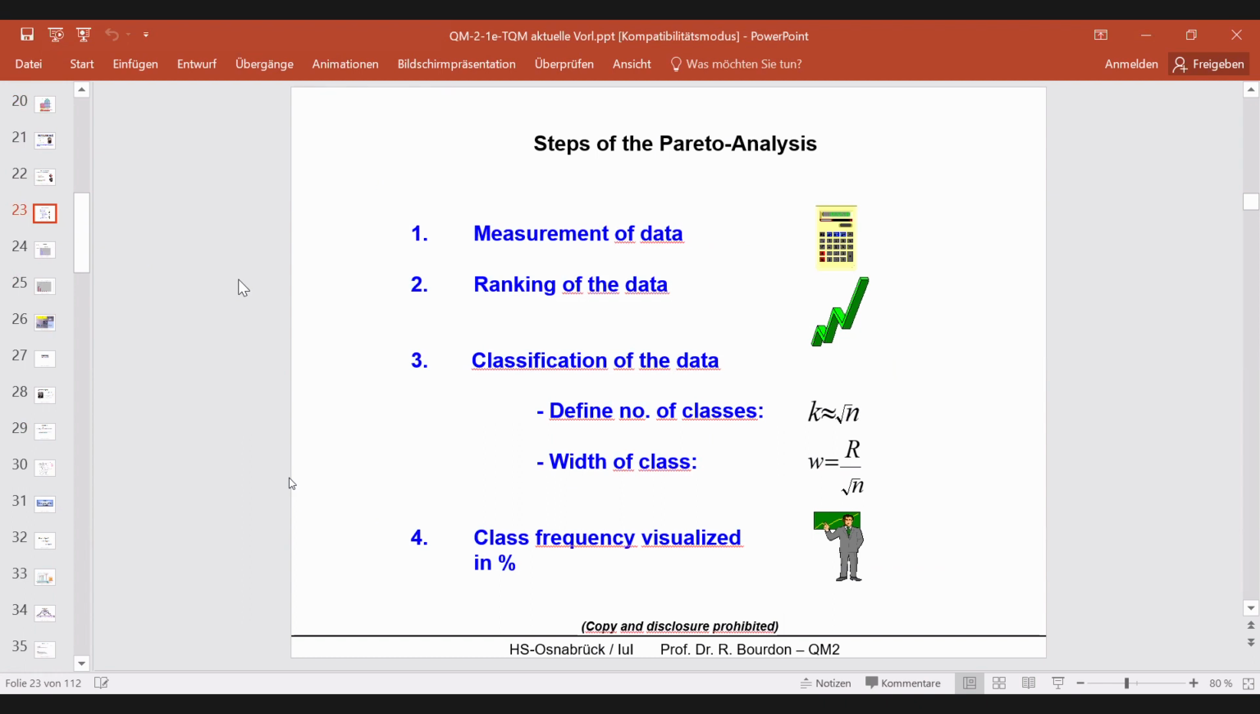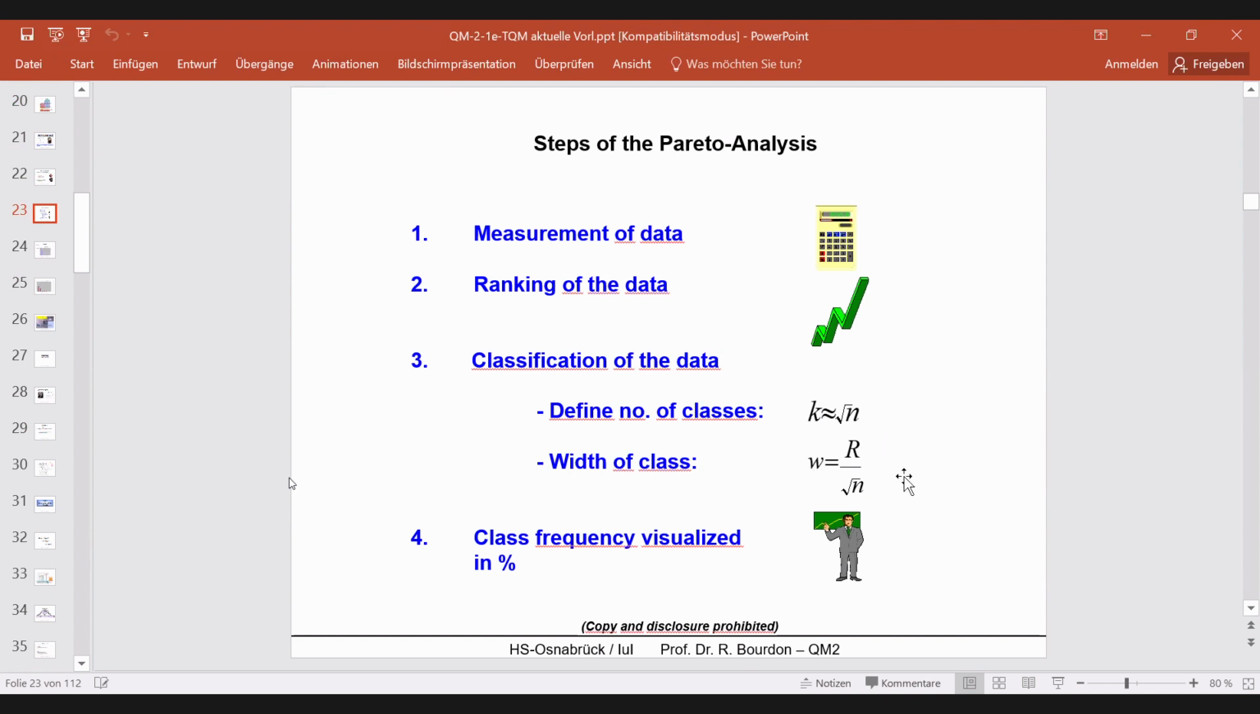At first, you have the measurements of data. Let's say you check the problems or the defects in a production over 1 month. And then you see several defects caused by this reason, and then another reason for another number of defects. So you measure all the defects, all the problems in a production over a period of 1 or 2 months. Then you do a ranking of the data, a classification of the data. This is the sample size, and K is the number of classes. You can put these single values in classes.